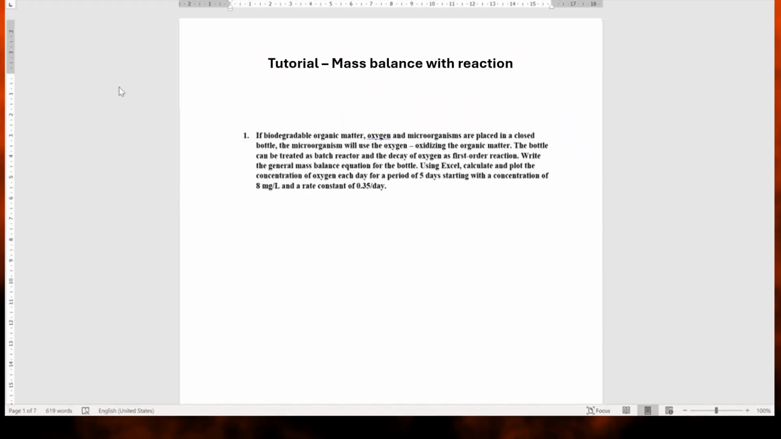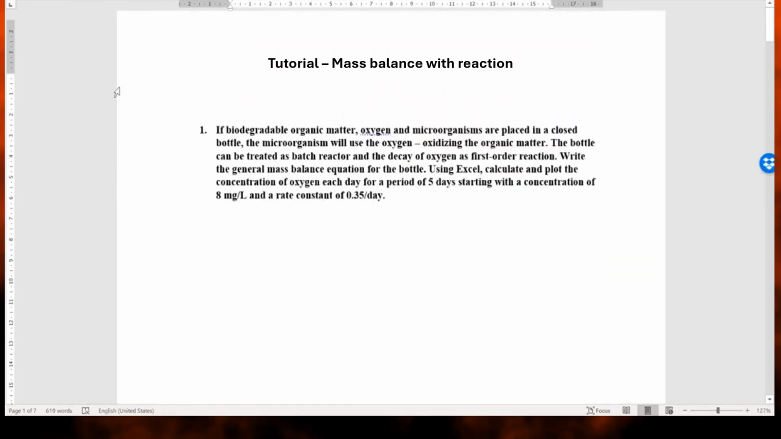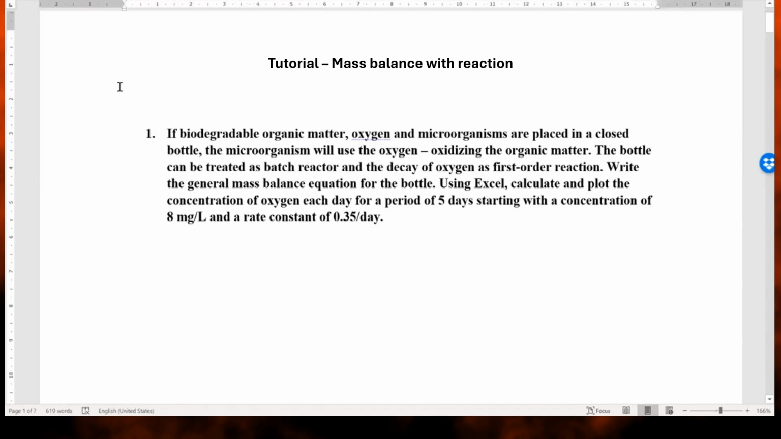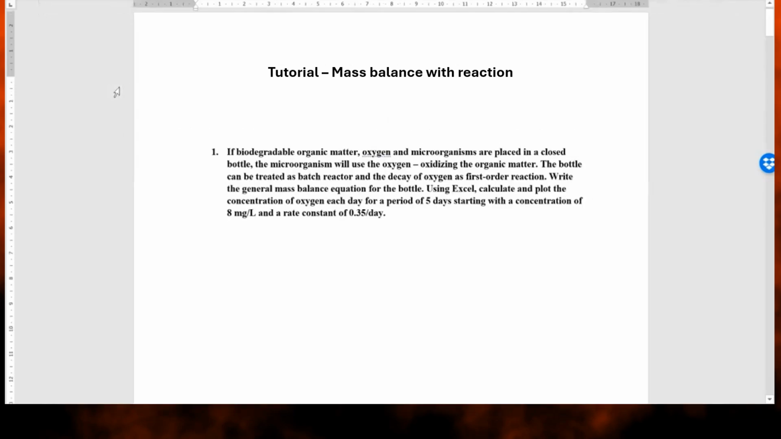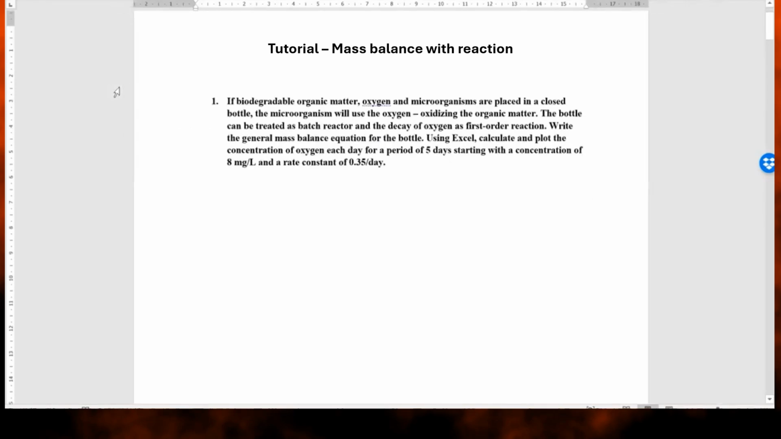Okay, so we have a question here. We are going to discuss again the mass balance, because we missed our tutorial on that last part, especially on the reactors. I hope you still remember the concepts that we have discussed before. So we have this problem here.